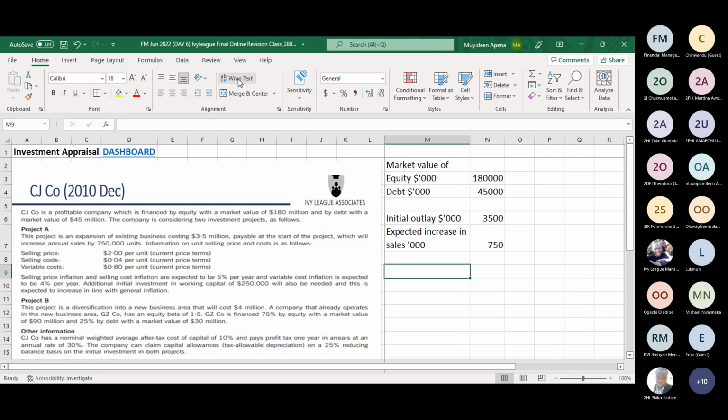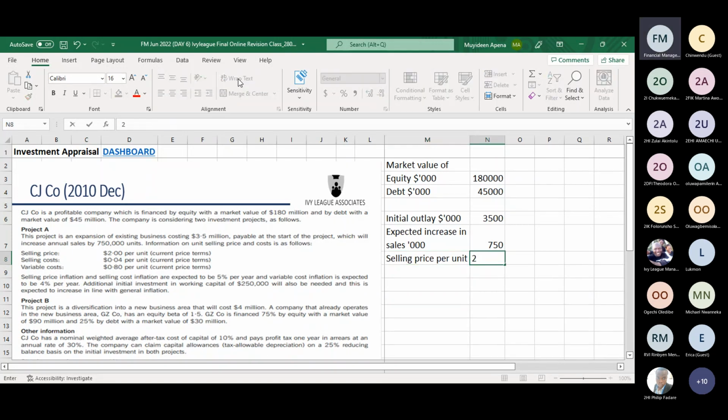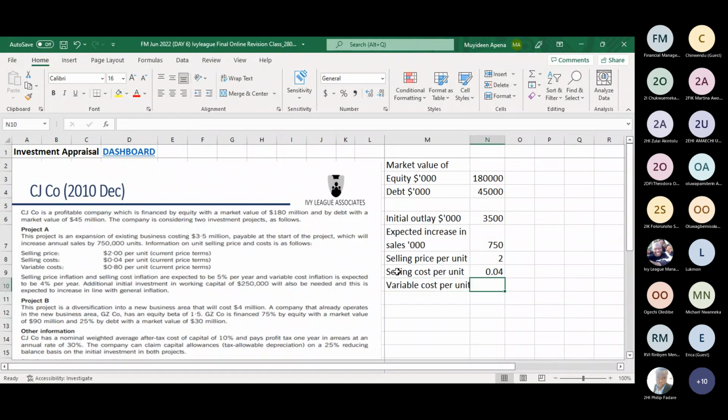Selling price per unit, $2 in current price terms. Selling cost per unit, 4 cents. Variable cost per unit, 8 cents. All in current price terms.